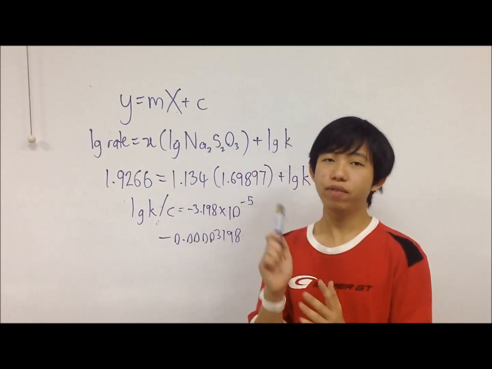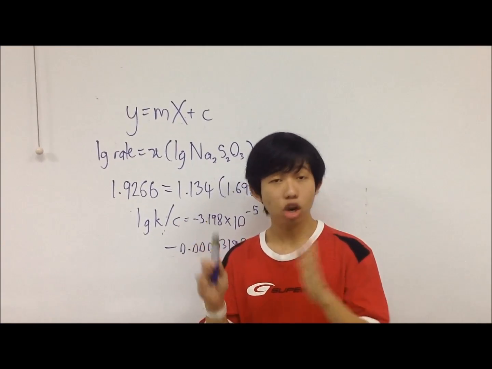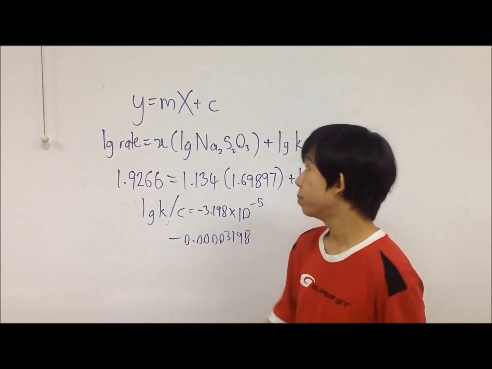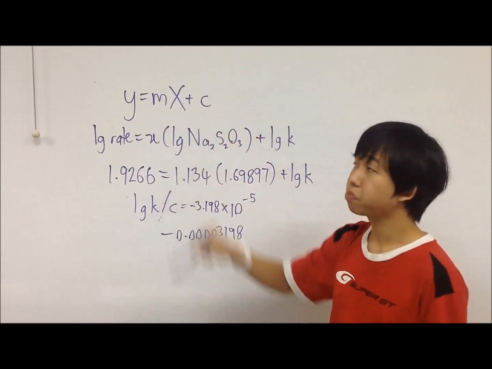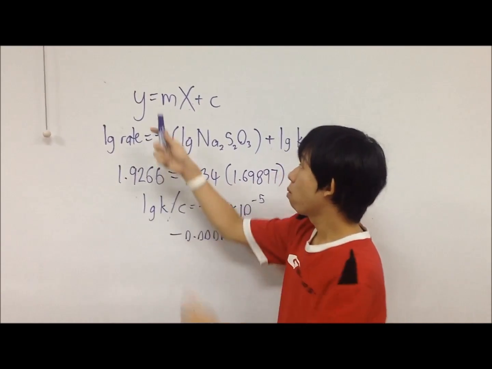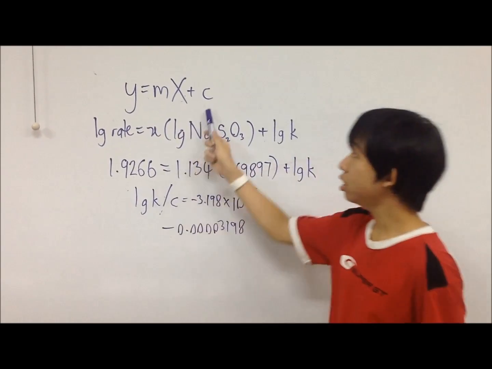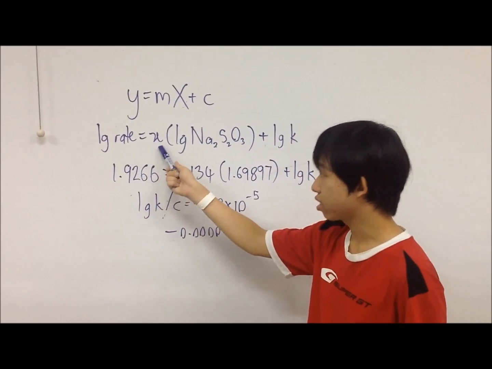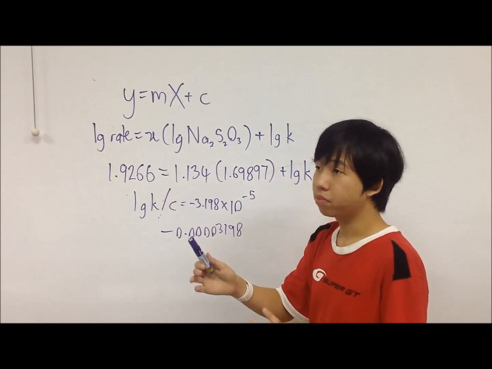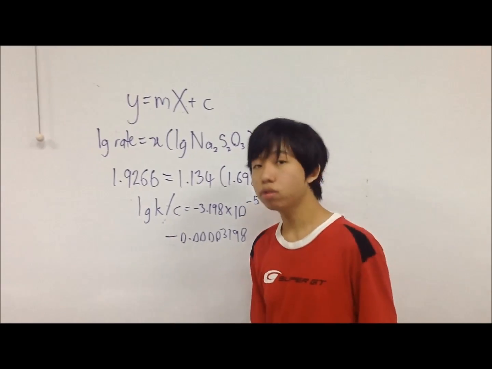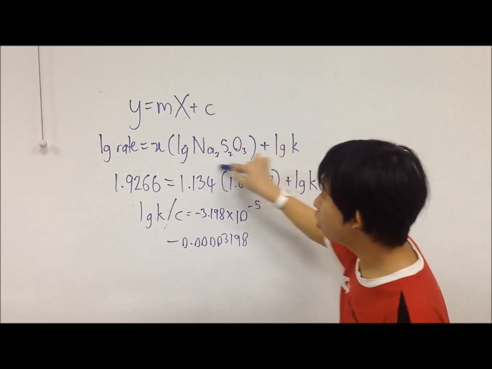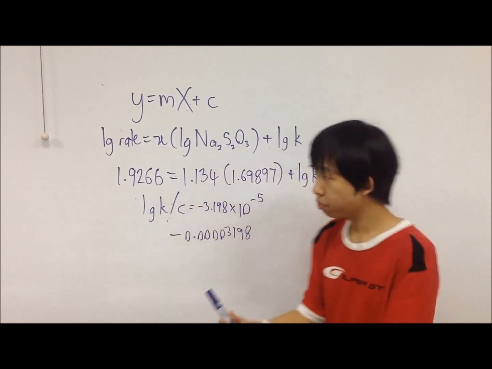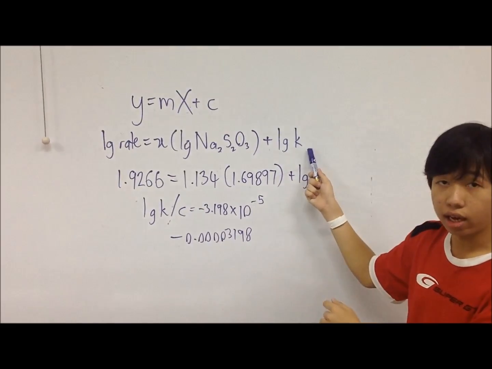Based on the previous equation, we can see that it bears a lot of resemblance to the equation of a straight line. In gradient form, the straight line equation is y equals mx plus c, m being the gradient, y and x being their respective values, and c a constant. So for just now's equation, log rate equals x, where x here is the gradient and also means the order. This is our x value from the graph. It's log the volume of sodium sulfate plus log k, which is the constant here.